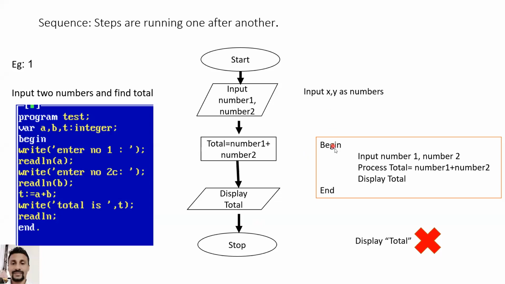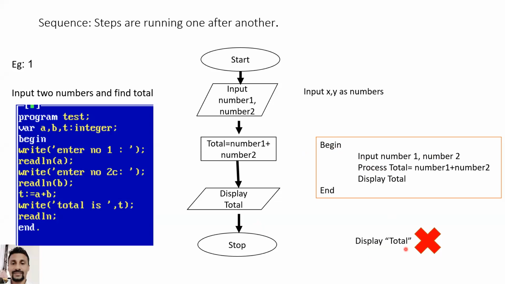Now look at the pseudocode. Begin. The same thing I am writing: input number one, number two. Process, without the word process it doesn't matter, you can write total equals number one plus number two, then display total. Here I have mentioned display total within inverted commas. That is wrong. Why?